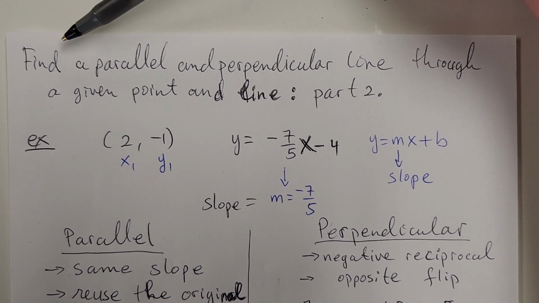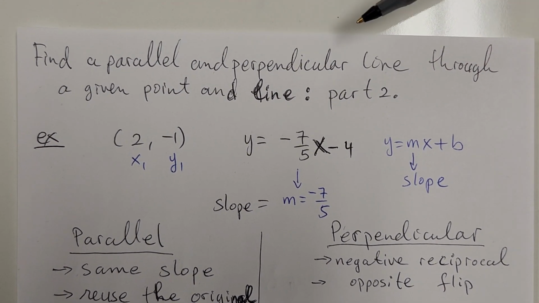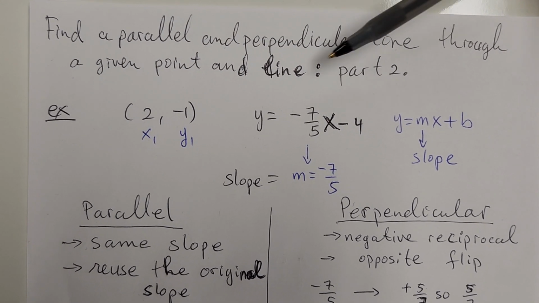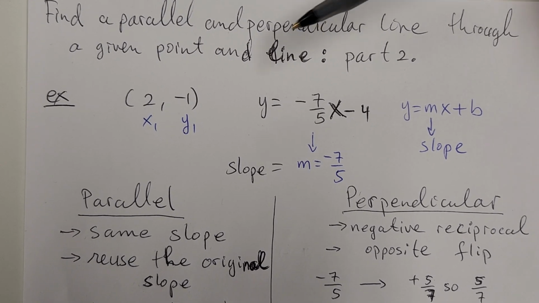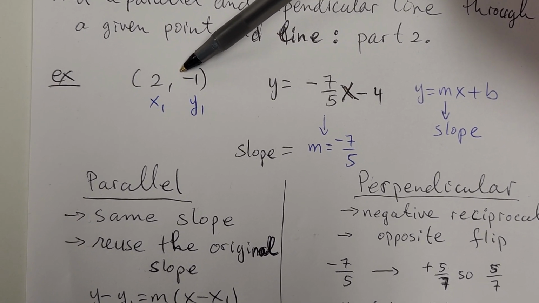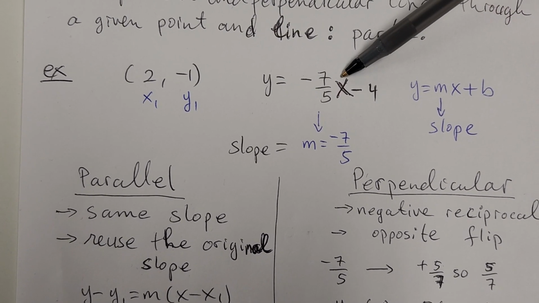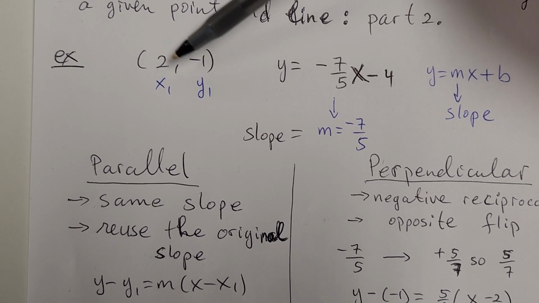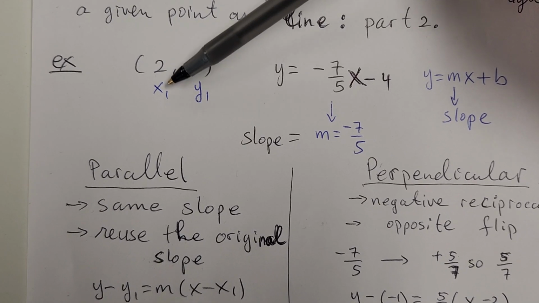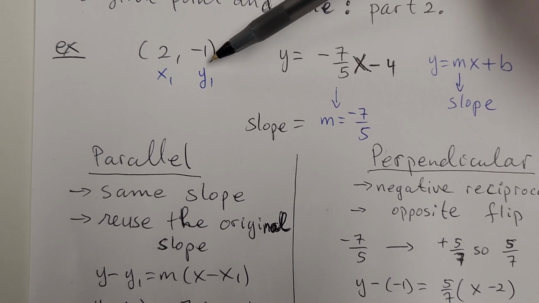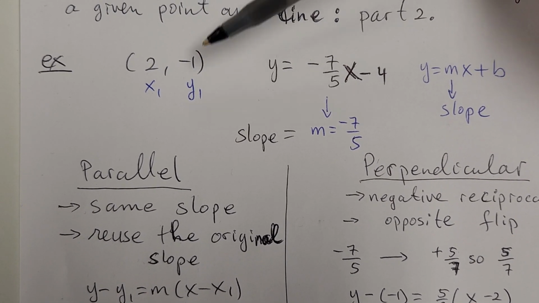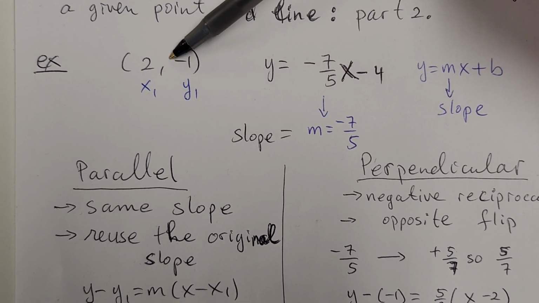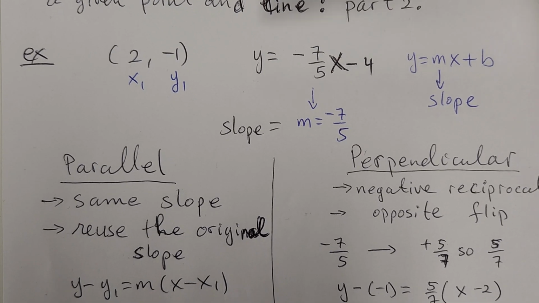This lesson is find a parallel and perpendicular line through a given point and a line. Part 2. Here, a given point and a given line. So in this example, the point is given, and this is x1 for 2, y1 negative 1, and the given line. One more time. This is the given point and the given line.